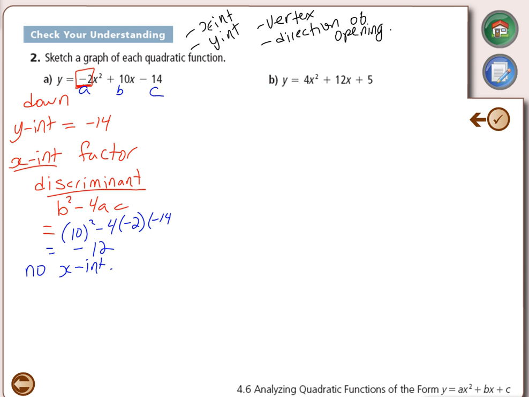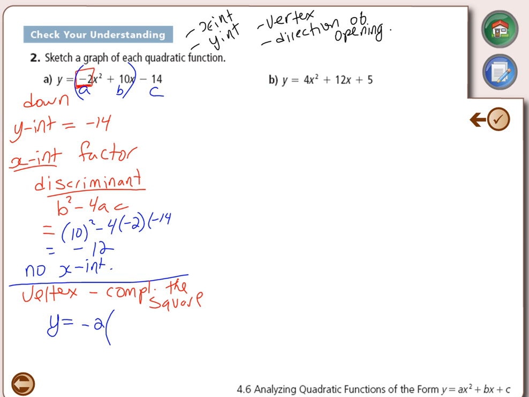So in order to find the vertex, I can't do the halfway in between the 2 x-intercepts if there are no x-intercepts. Only thing left, got to complete the square. So in order to find vertex, we got to complete the square. Let's do it. So y equals, we're going to bracket off the first 2. Factor out the negative 2. X squared minus 5x plus something minus something minus 14.